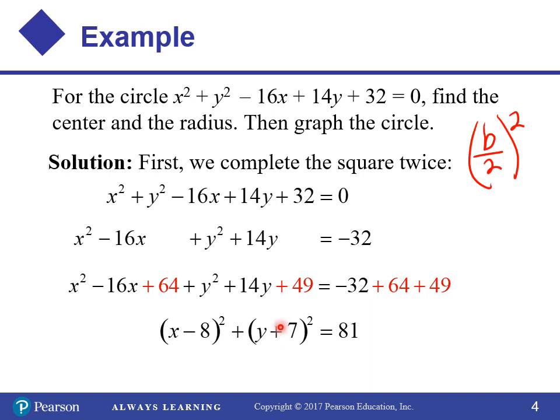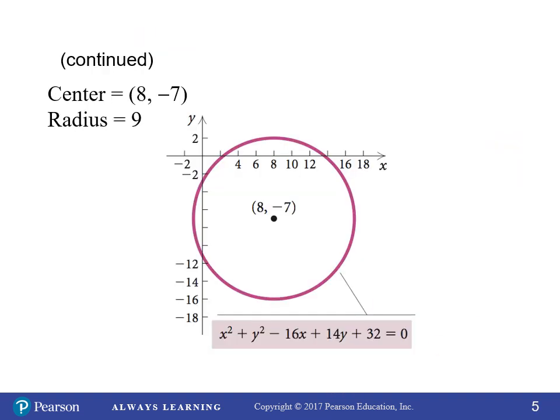Okay, we're going to rewrite that so that we have a minus sign there. And then that shows us that this piece, 8 and negative 7, is our center, and then 81, the square root of that is 9, so 9 is our radius. So we're going to take those two pieces of information and plot it on the graph. So there's 8, negative 7. And then you use your radius. You can either count up and make a point, count over, make a point, count down, make a point, count to the left and make a point, and then we can just connect those points with a smooth circle.